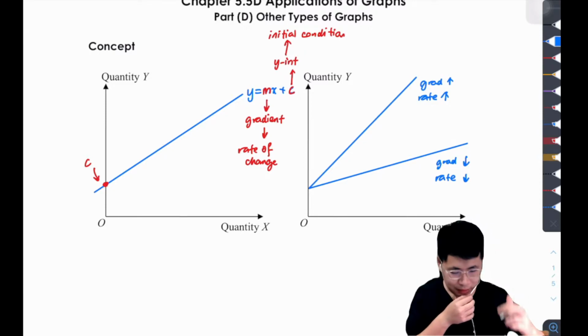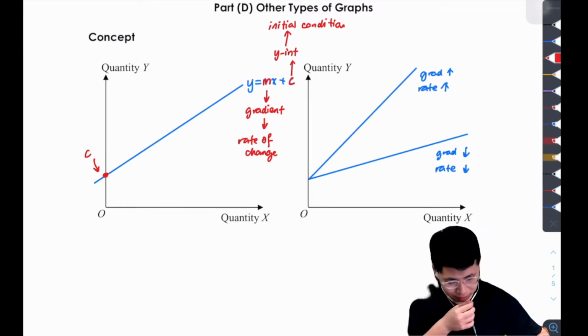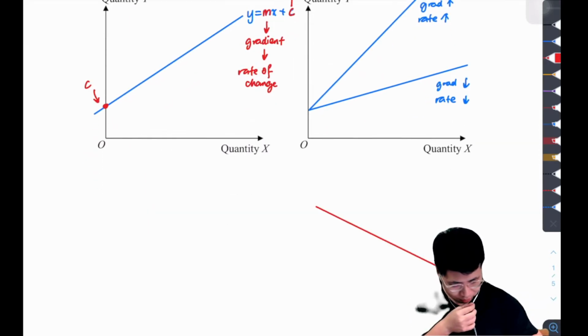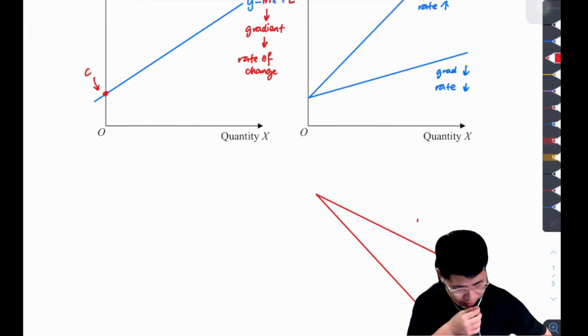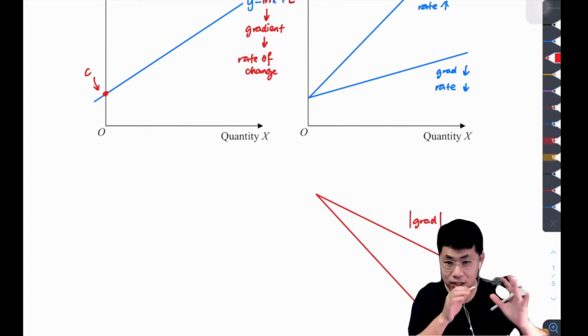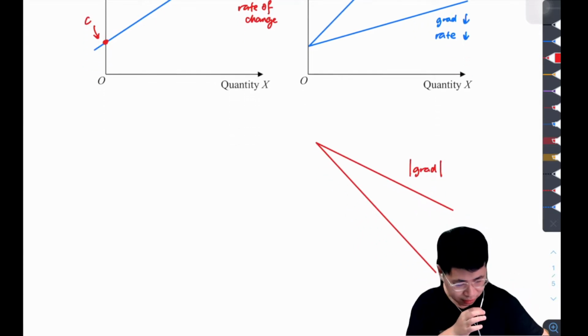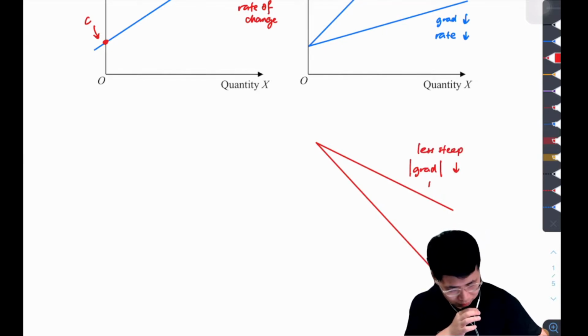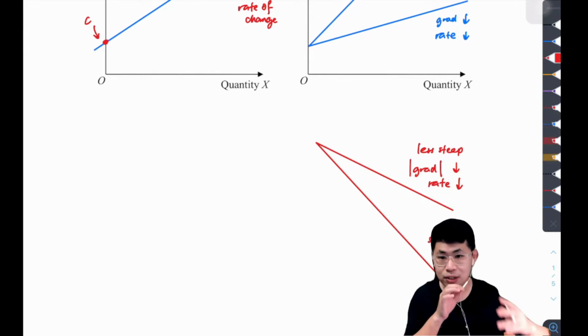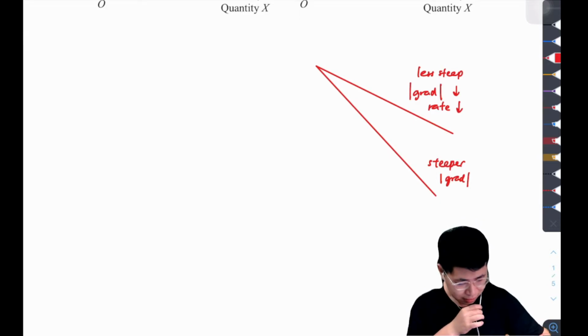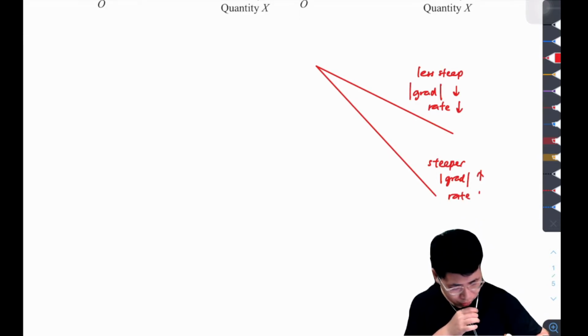Okay, so let me just sketch it over here, one over here, one over there. Let's say you have two straight line graphs. For this one, the absolute value of the gradient, just the number itself, is going to be lower because it's less steep, so the rate is going to be lower. This one over here is steeper, so the absolute value of the gradient, just the value of the number itself, is going to be higher, so the rate is going to be higher.